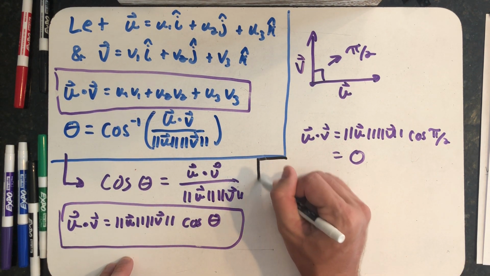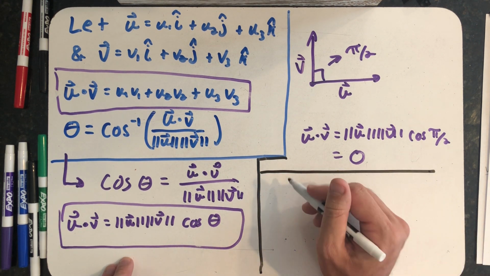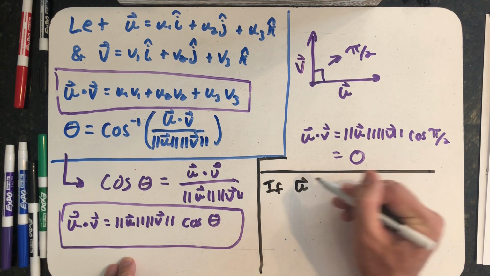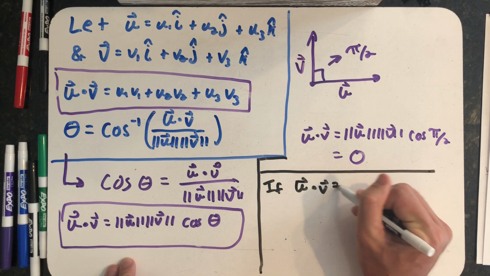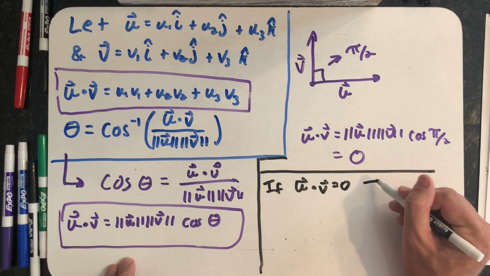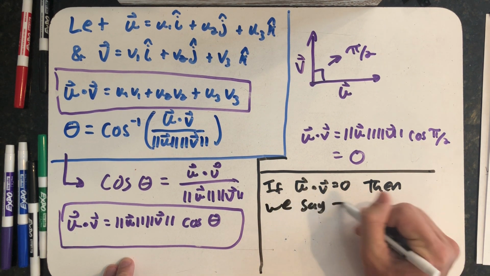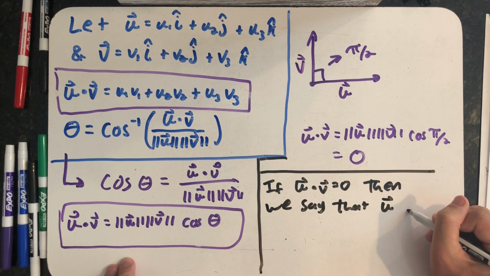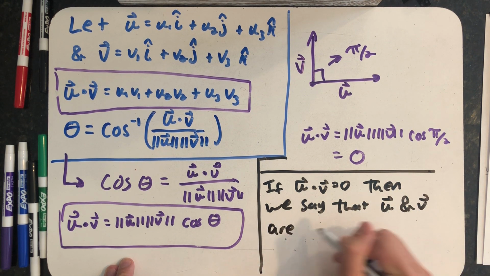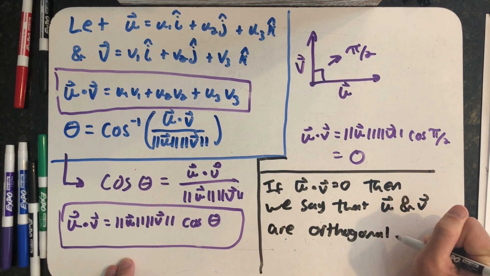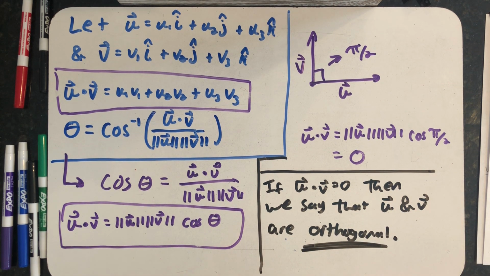And that leads us to this definition. If u dot v equals 0, then we say that u and v are orthogonal. And that's a new word here for this case of vectors. And the reason we need a new word here is because there's one tricky vector.